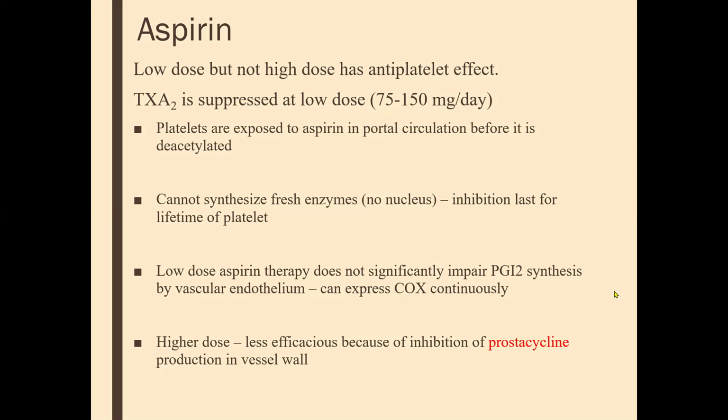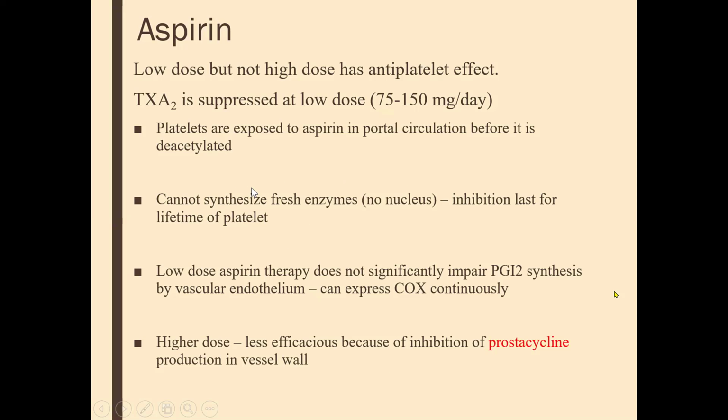So low dose aspirin, but not high dose, has an antiplatelet effect. Why can the antiplatelet effect rather decrease at high dose? Low dose is usually about 75 to 150 mg, and usually they keep it below 100 mg. At this dose, aspirin has the antiplatelet effect. Now, why? There are a few points that we will discuss.